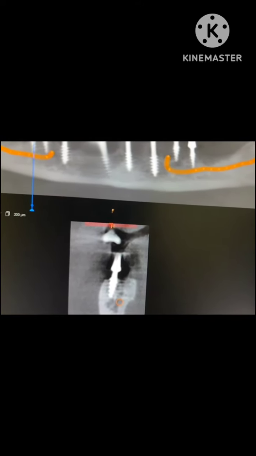So the right side mandible, this is 3.5 by 10. See, the nerve is very close. So the distal most implant, we have tilted it slightly buccally to avoid the inferior nerve. This is also 3.5 by 8. Very short implants we have placed in the distal mandible.